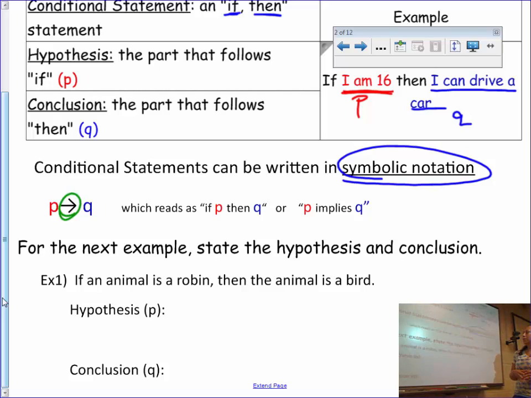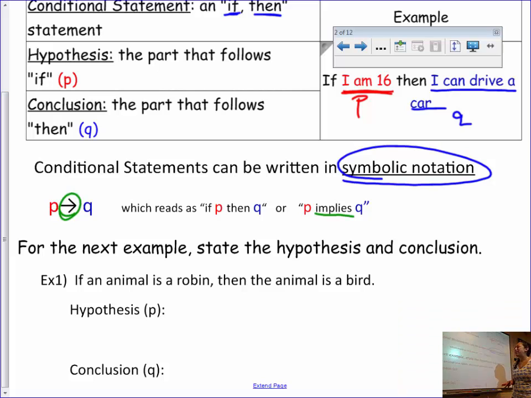So for the next example, we're going to state the hypothesis and the conclusion. The first example is: if an animal is a robin, then the animal is a bird. Take a second on your own and see if you can write down what the hypothesis is and what the conclusion is. Okay, so hopefully you wrote down the hypothesis. It's going to be the part right after the word if. So here's if. An animal is a robin is going to be that hypothesis. So I'm going to write down an animal is a robin.